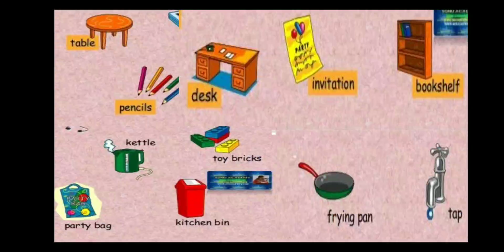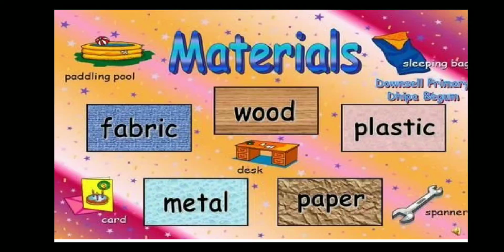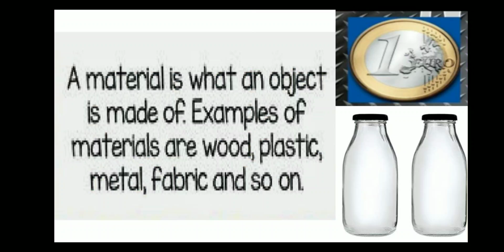The clothes you're wearing are made from fabrics. The chair you're sitting on is made from plastic. The windows in your school are made from glass. So, what is material? A material is what an object is made of. Examples of materials are wood, plastic, metal, fabric, and so on.